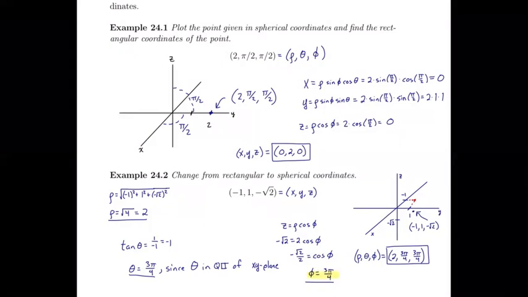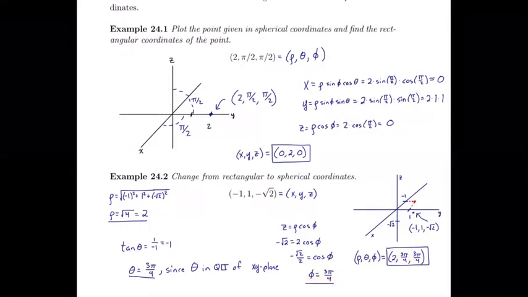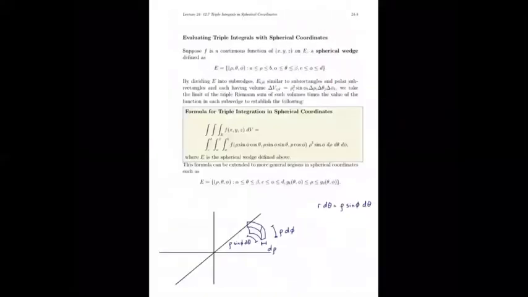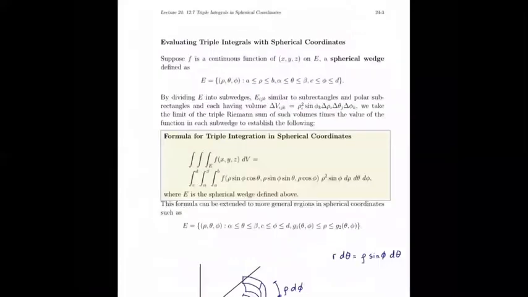So again, we had matching angles. That's just coincidence. That won't always be the case, but our spherical coordinate is rho theta phi, and that's 2, 3π/4, 3π/4. So those are changing coordinates. Let's take this a little further, and we'll look at evaluating triple integrals with these spherical coordinates.